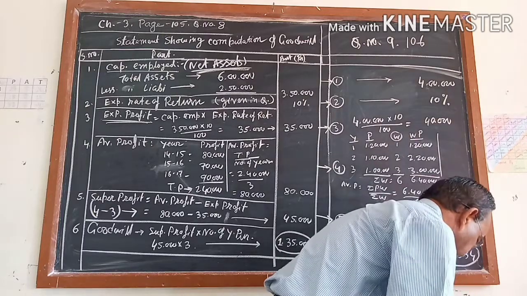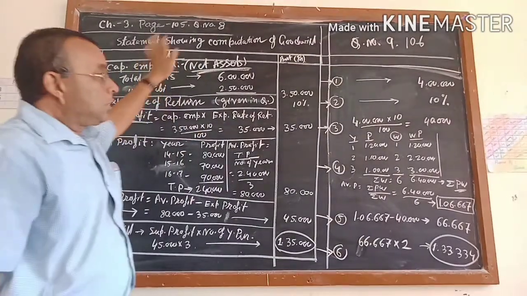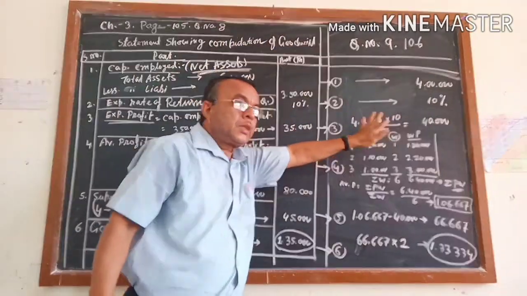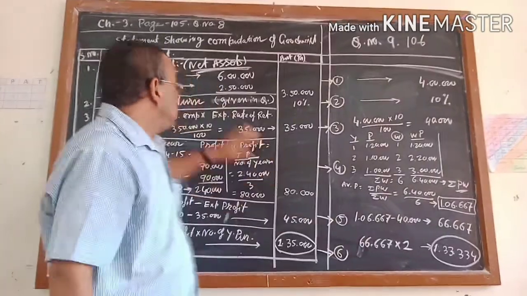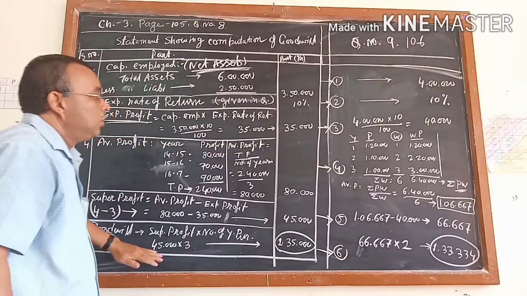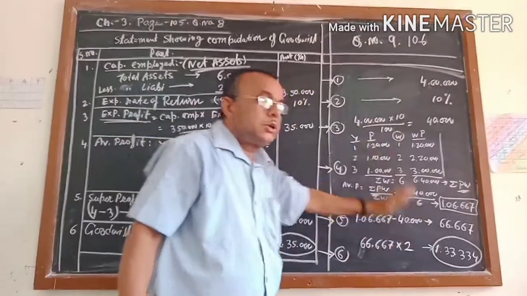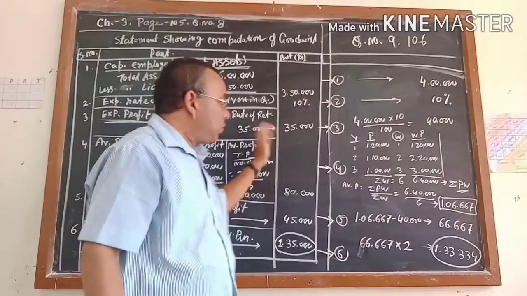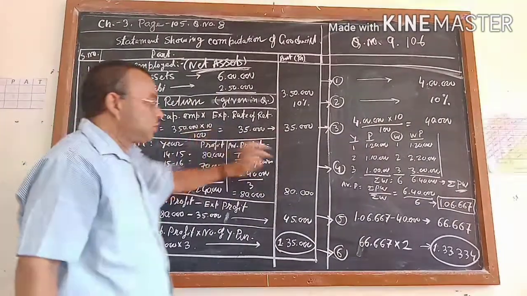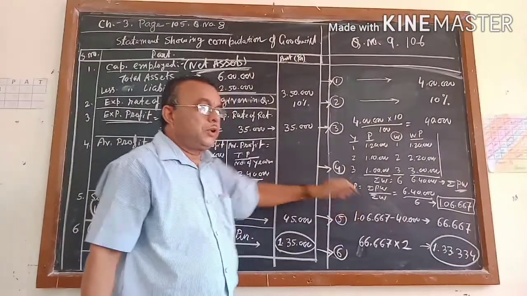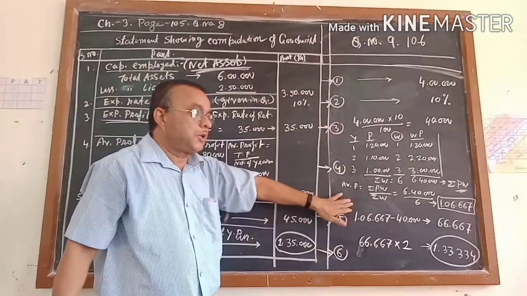I want to explain it once again. This is question number 8. This is question number 9. Third method, super profit method. 6 steps you have to follow. Here also 6 steps, here also 6 steps. The difference between these two sums is only in the fourth step, that is average profit. This is simple average profit. This is weighted average profit.